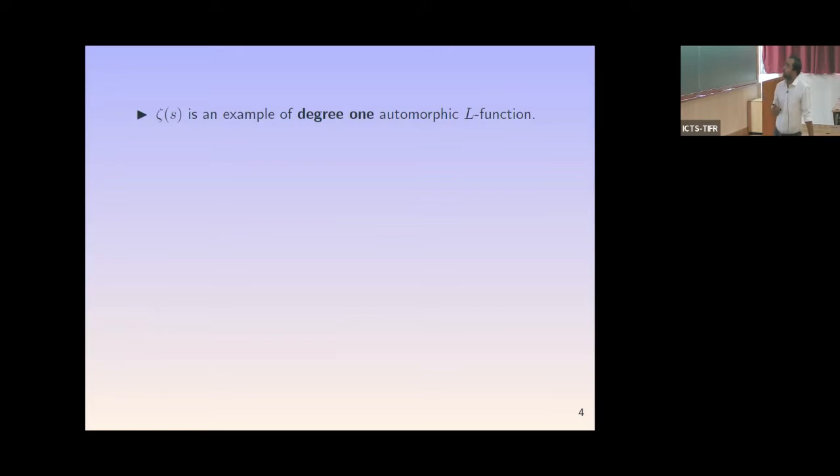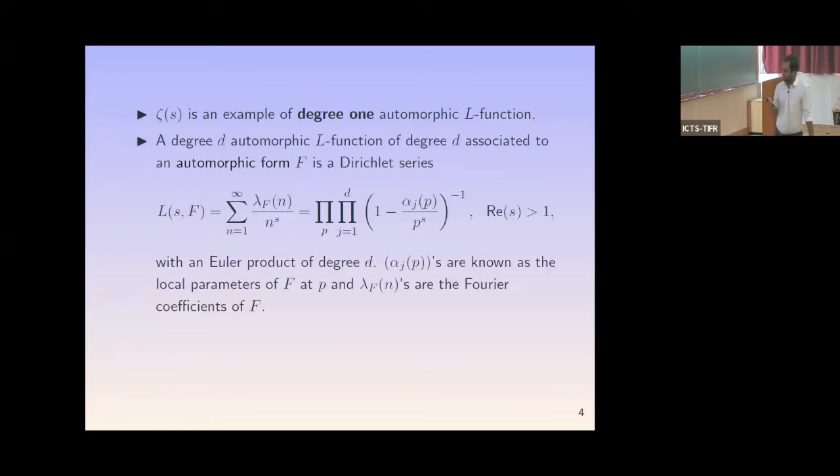And what is an automorphic L function? An automorphic L function of degree d, which you associate to an automorphic form f, is a Dirichlet series, lambda_f(n) by n to the power s, which has a degree d Euler product. Here in the product, the alpha_j(p)'s are known as local parameters at the prime p, and the lambda_f(n)'s are the Fourier coefficients of the form f. It is convergent for real part of s bigger than 1. Moreover, it is known that it has a meromorphic continuation to the whole complex plane.